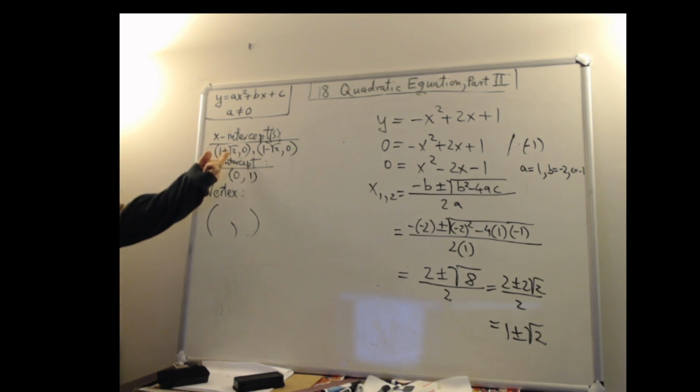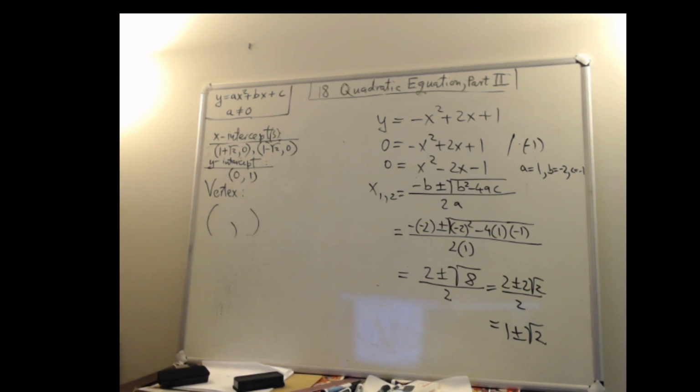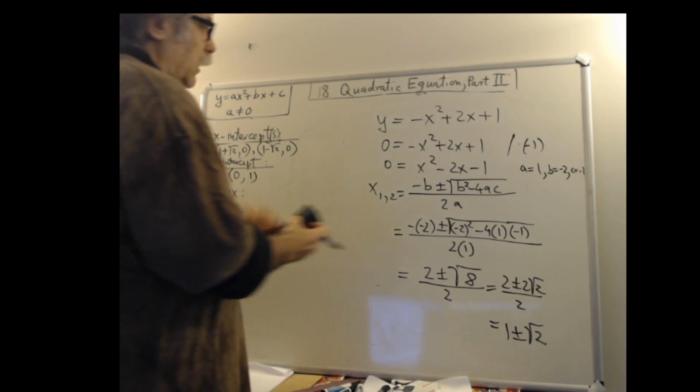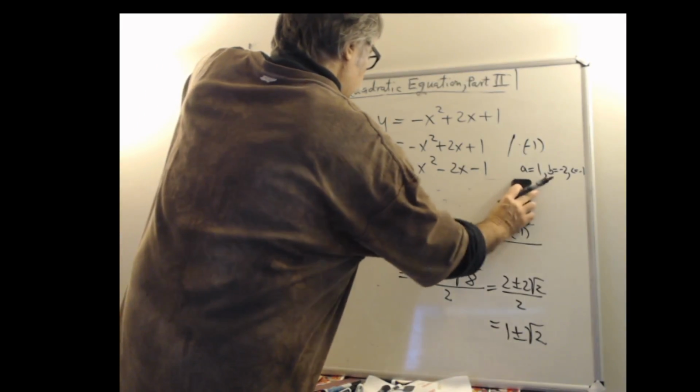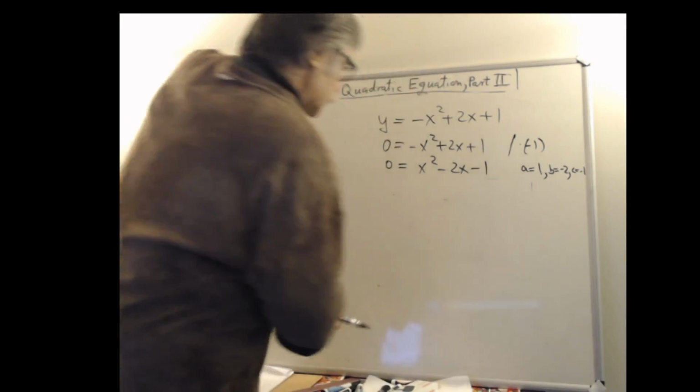This one here is approximately 1.41. When you add 1, it's approximately 2.41. This one here is negative 0.41. Okay? So I had to do that. You could have done this by completing the square.